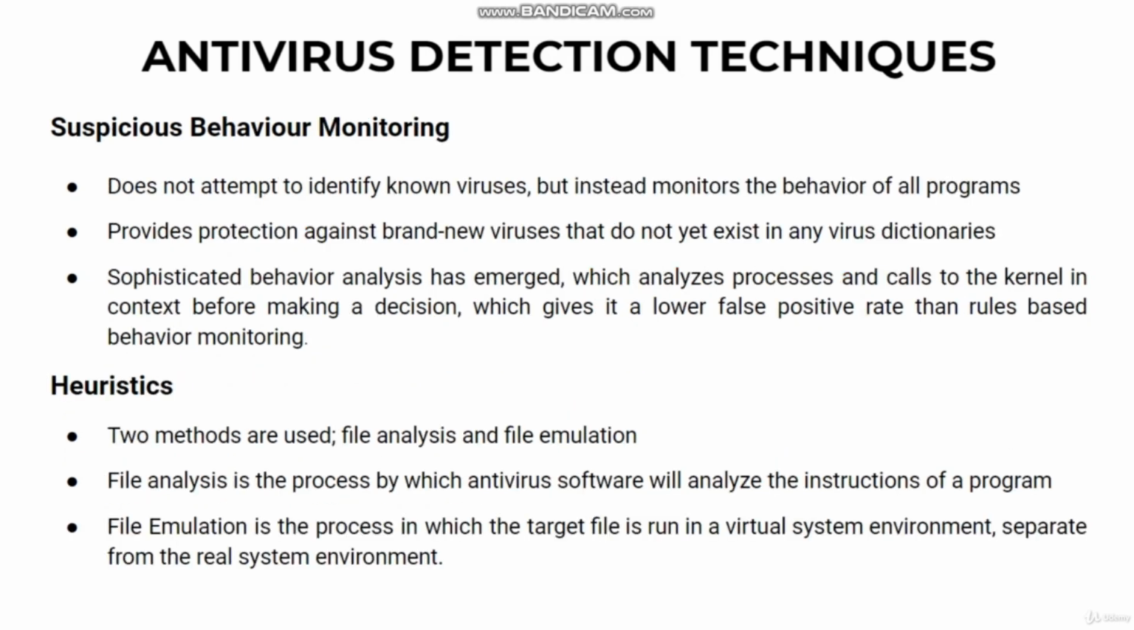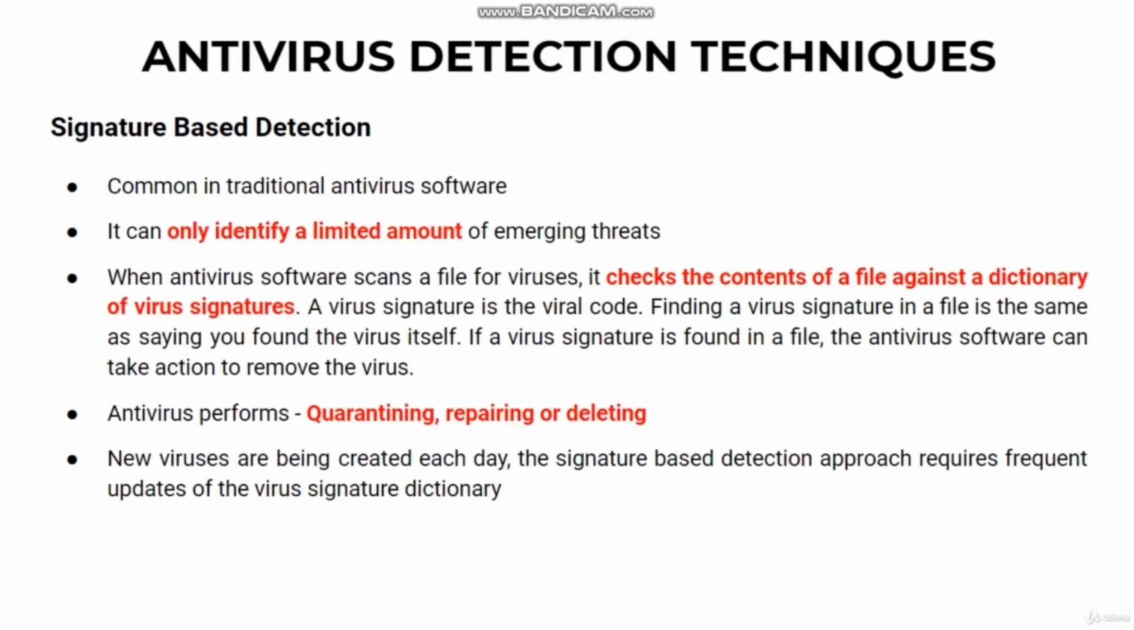Malicious activity detection is another way to identify malware. In this approach, antivirus software monitors the system for suspicious program behavior. And the last one is the heuristic based detection. Like malicious activity detection, heuristics can be used to identify unknown viruses. So let us explore each of these methods in detail.